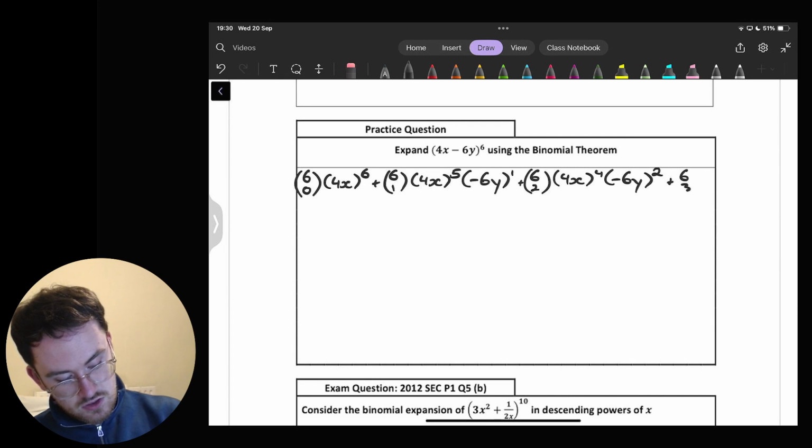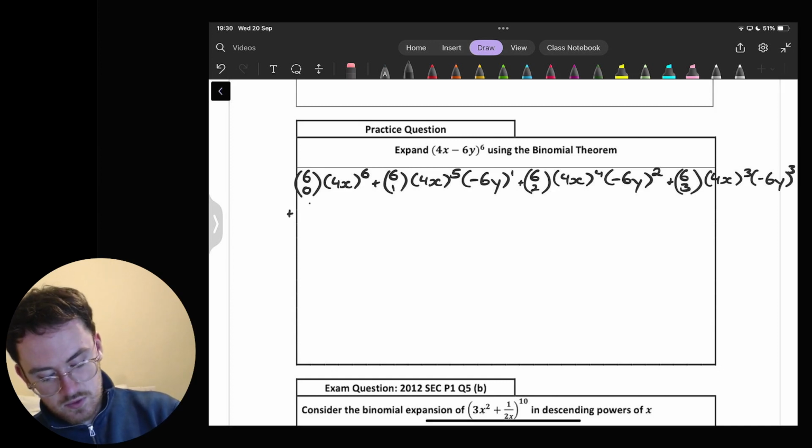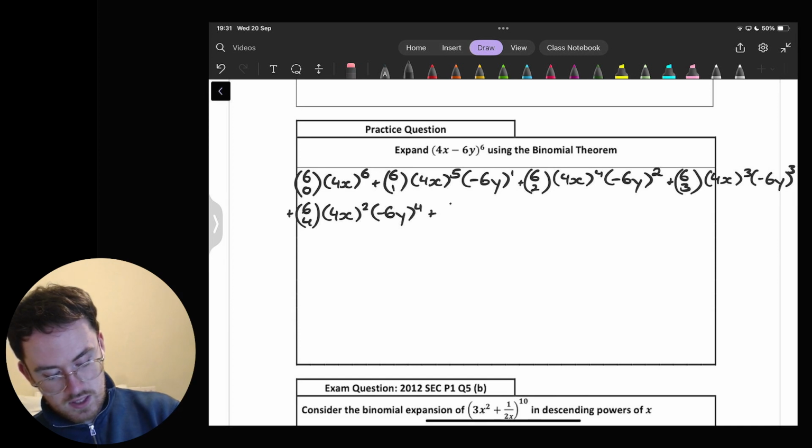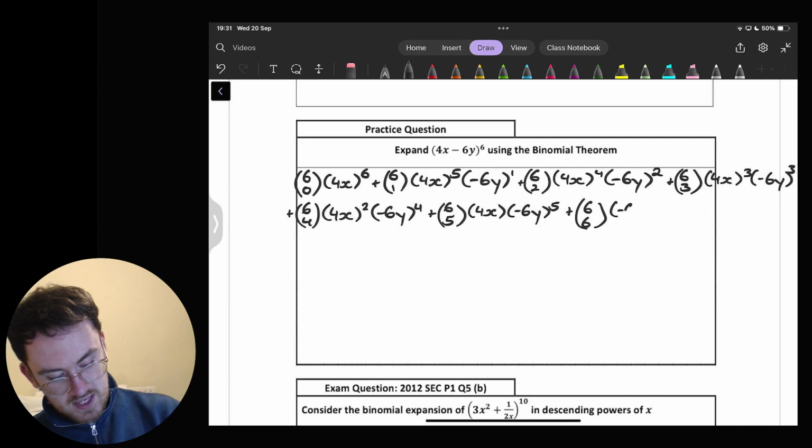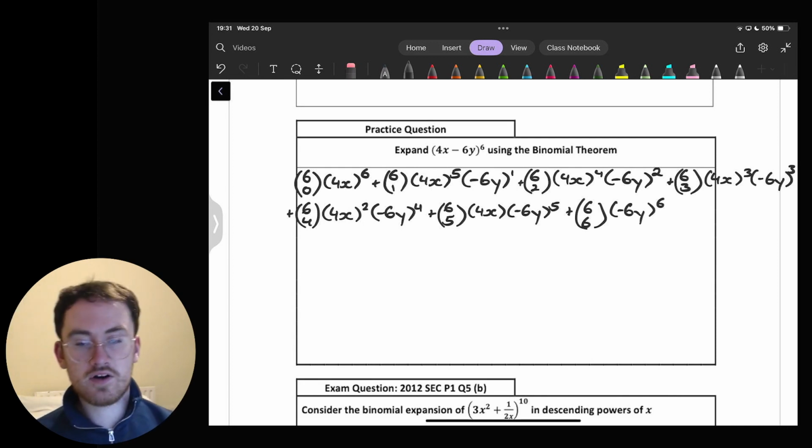6 choose 3, I'm going to get 4x to the power of 3, minus 6y to the power of 3 also. And again, as we've noted already, these powers add up to 6 at all times. 4x squared, minus 6y to the power of 4, 6 choose 5, 4x multiplied by minus 6y to the power of 5, and 6 choose 6, and it's just minus 6y all to the power of 6.